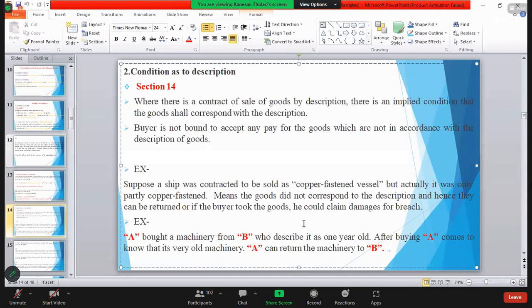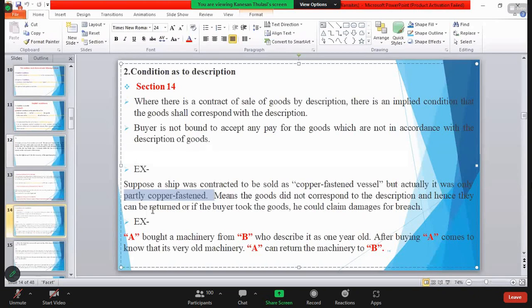What ship did this buyer want to buy from the seller? A copper fastened vessel. What do you mean by copper? It is one of the materials. He asked the seller for a copper fastened vessel, but the ship given by the seller is only partly copper fastened, and the other part is mingled with other material. So against the description, what was the intended purpose of the buyer? It is only partially copper fastened. So what is the remedy the buyer has there?